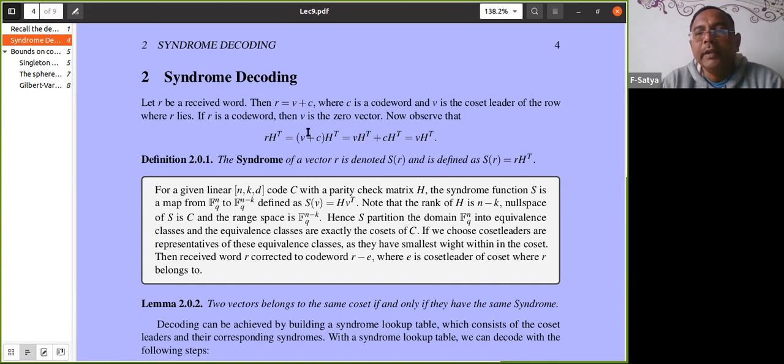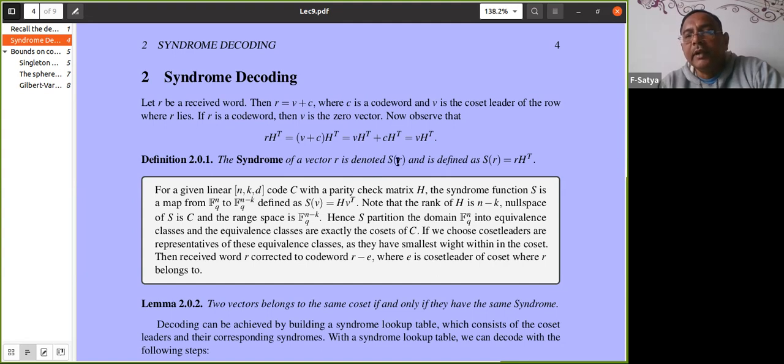Now observe that V into H transpose is equal to V plus C into H transpose. Yesterday I mentioned it. So V into H transpose plus C into H transpose. I explained with one example yesterday. But C into H transpose is 0, so it is V into H transpose. So it is sufficient to compute this part, which we define as the syndrome of a vector R.